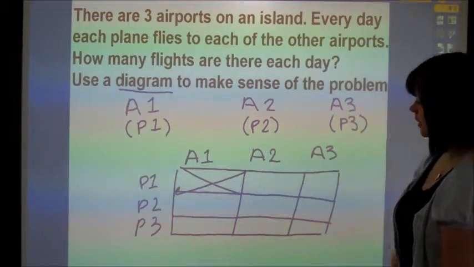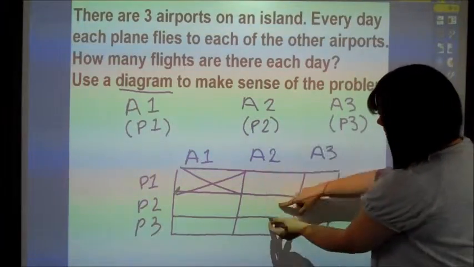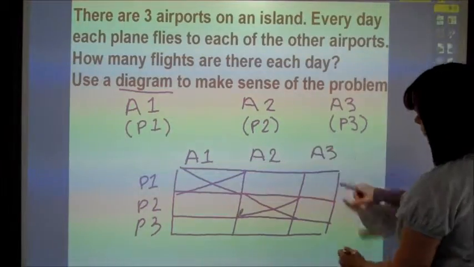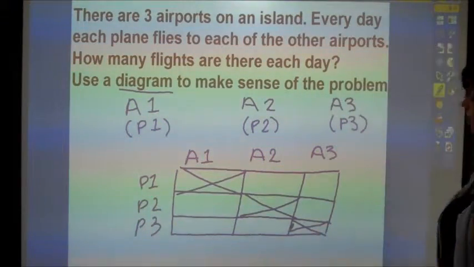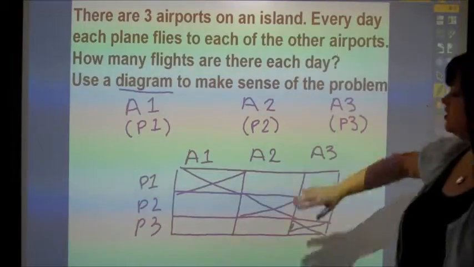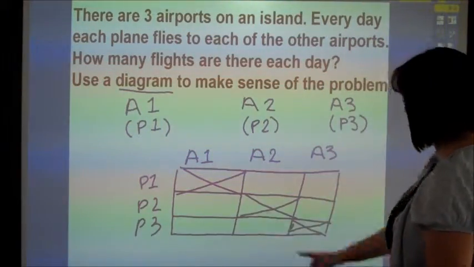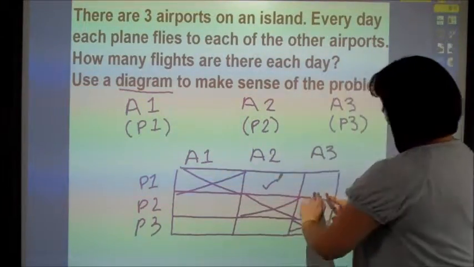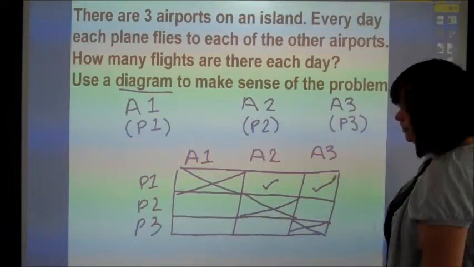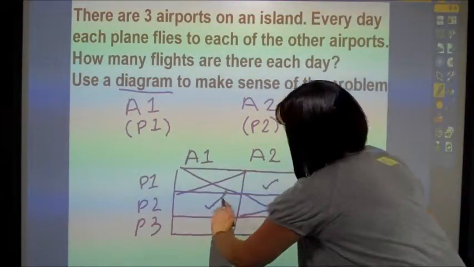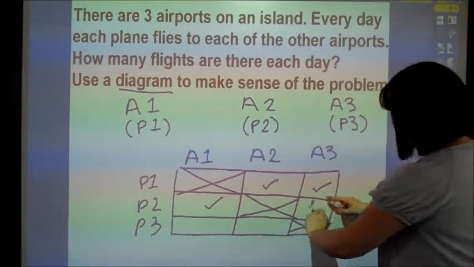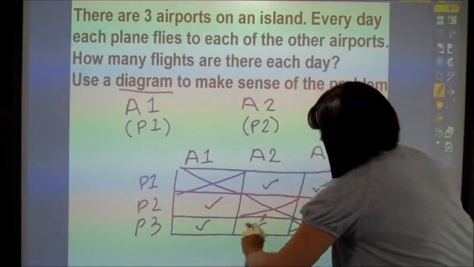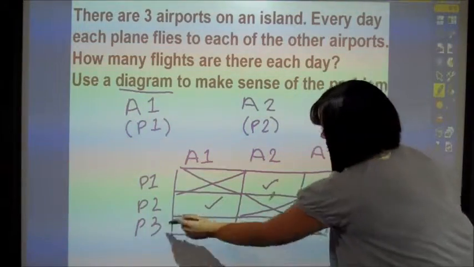Doesn't matter. Plane 2, which one can't it fly to? It can't fly to airport 2. And plane 3, which one can't it fly to? Airport 3. Now if we think about the question, it says that the planes fly to the other airports every day. So on any given day, plane 1 flies to airport 2, and it flies to airport 3. So I can tick them. Plane 2 flies to airport 1, and airport 3, it can't fly there. So I tick them. And you've probably guessed, plane 3 can go to airport 1 and airport 2.